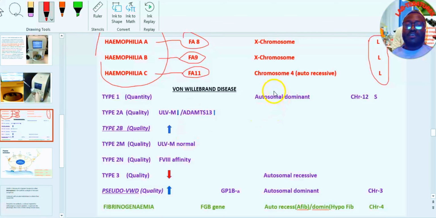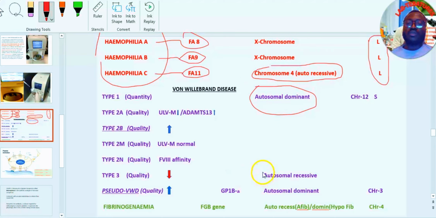The other aspect of von Willebrand disease, you don't need to memorize because all the von Willebrand types are autosomal dominant, except the one that is not common. Just like we have here, except the one that is not common, which was recessive. The same way, the one that is not common will be a recessive one. Other than that, all types are autosomal dominant. And they are all on chromosome 12, the smaller arm.